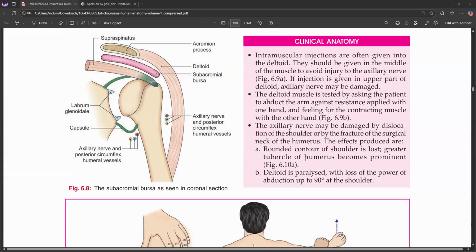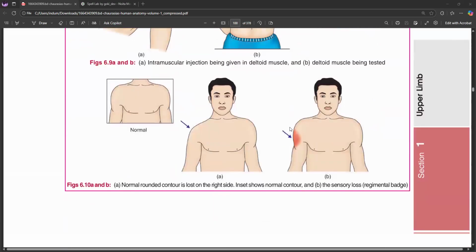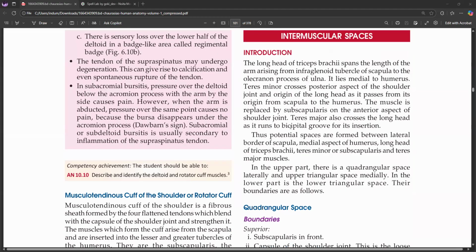Figure 6.9b. The axillary nerve may be damaged by dislocation of the shoulder or by the fracture of the surgical neck of the humerus. The effects produced are: rounded contour of shoulder is lost, greater tubercle of humerus becomes prominent, figure 6.10a. Deltoid is paralyzed with loss of the power of abduction up to 90 degrees at the shoulder. There is sensory loss over the lower half of the deltoid in a badge-like area called regimental badge, figure 6.10b.